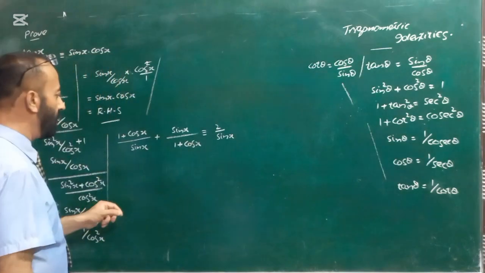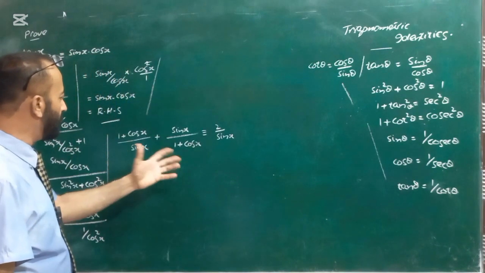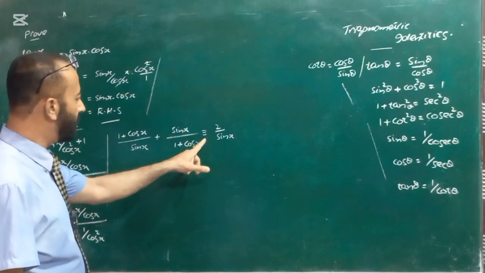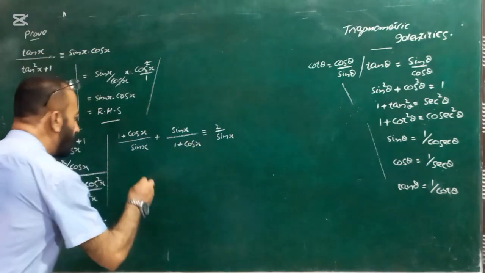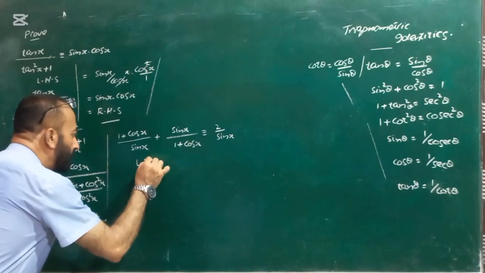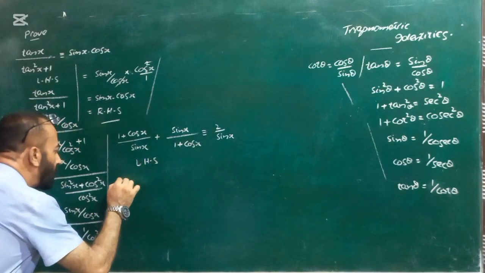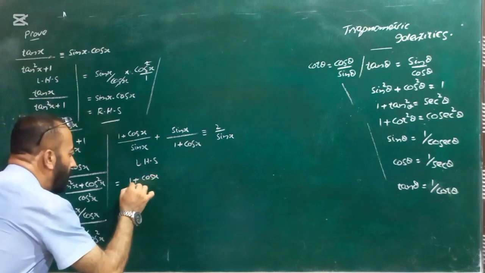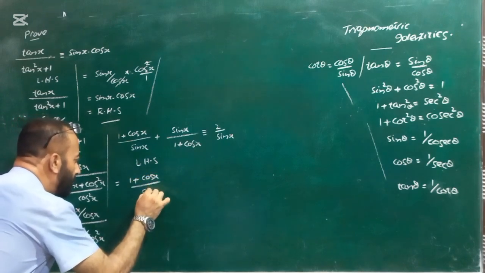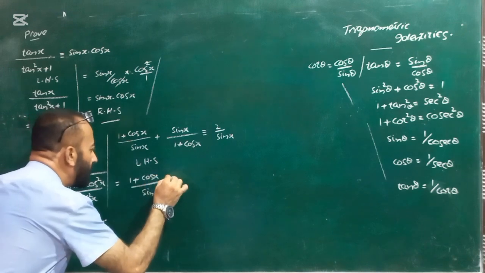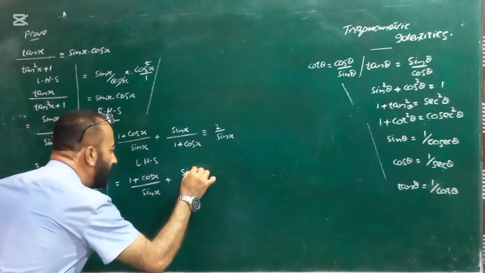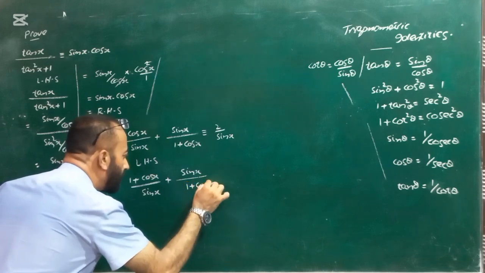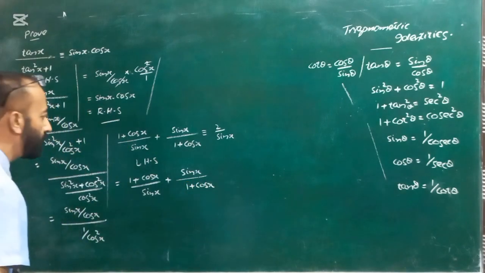Here is another question. Again, the requirement is to prove it. So 1 plus cos x over sine x plus sine x over 1 plus cos x is equal to 2 over sine x. So take the left hand side, that is 1 plus cos x over sine x plus sine x over 1 plus cos x.